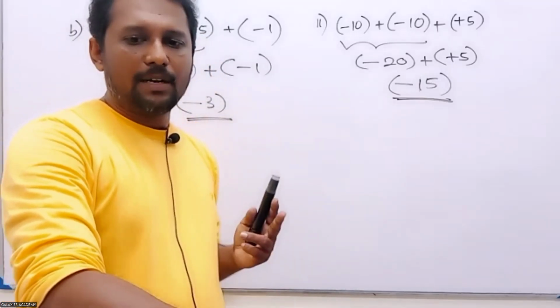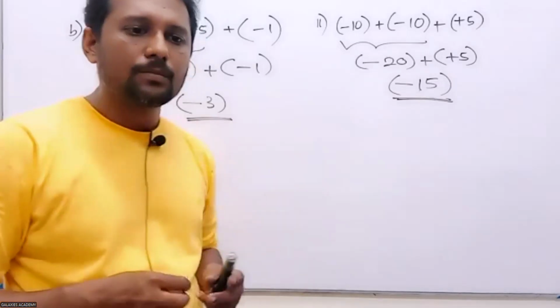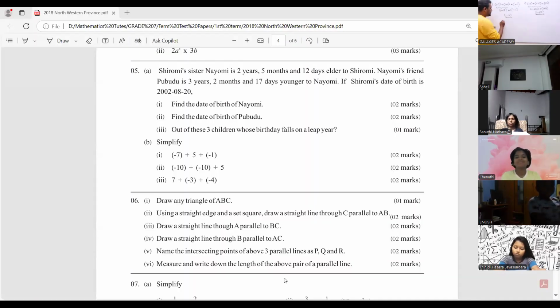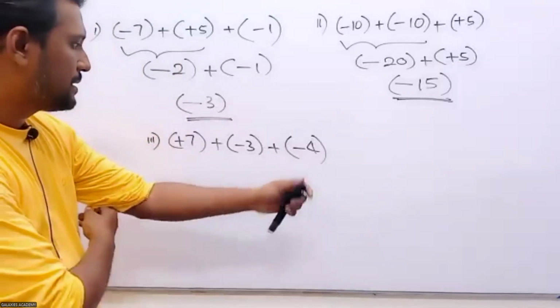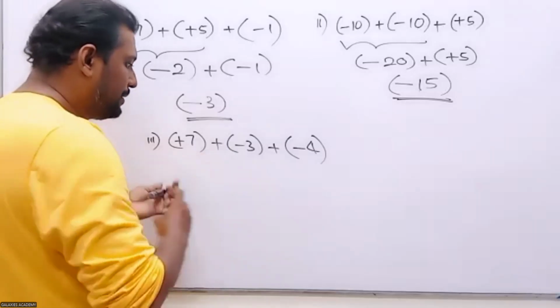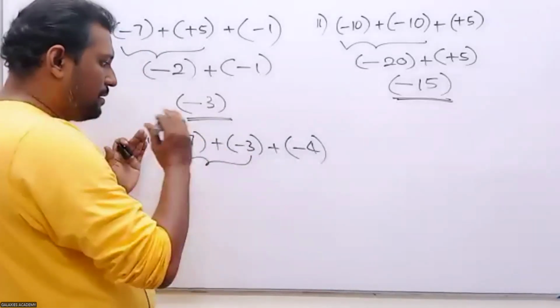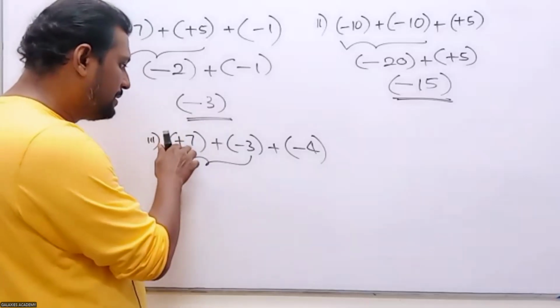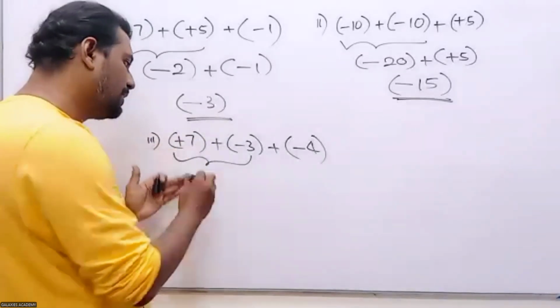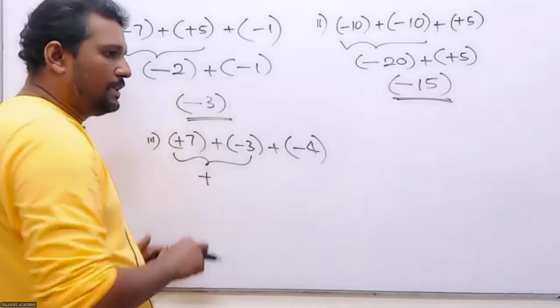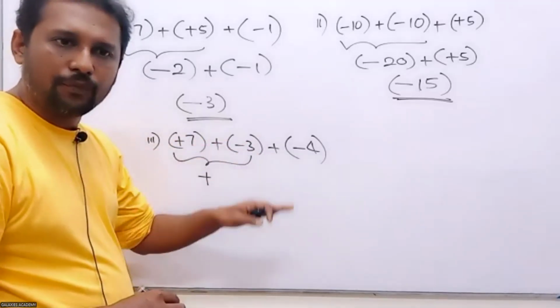Right, then another part is given. 7. 7 means positive 7. Add negative 3. Add negative 4. First, I will add the first two directed numbers, positive 7 and negative 3, different signs. Answer sign should be the large magnitude sign. So the answer sign should be positive. You have to subtract these two magnitudes. 7 minus 3, 4.